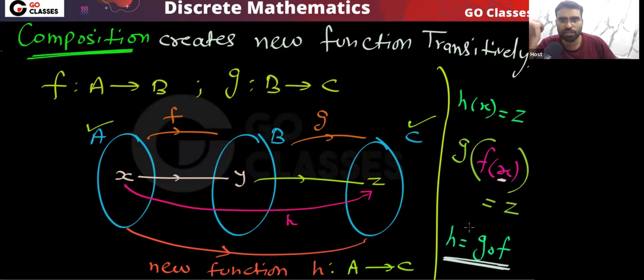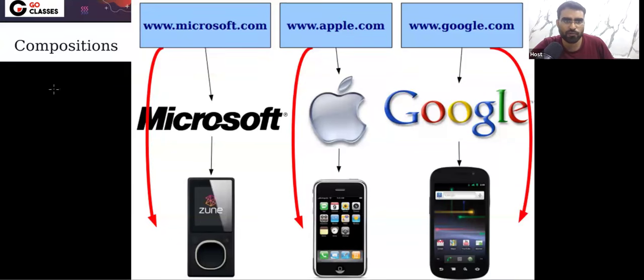GOF, because first you apply F, then you apply G. So finally, this H is called the GOF function. Okay, so I hope you understood. See, let's see this example. What is the composition? Let's understand.